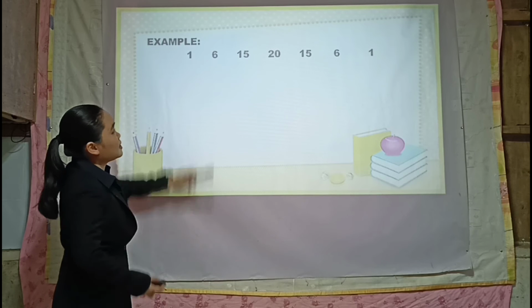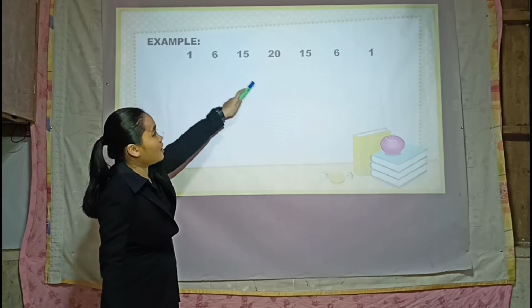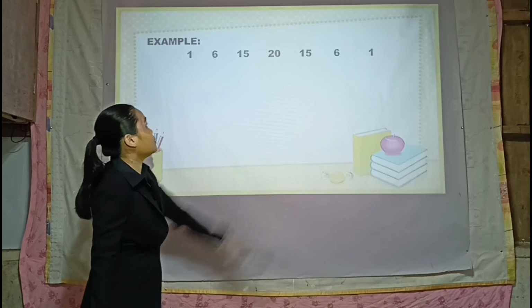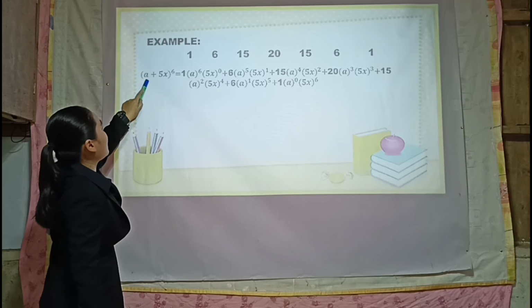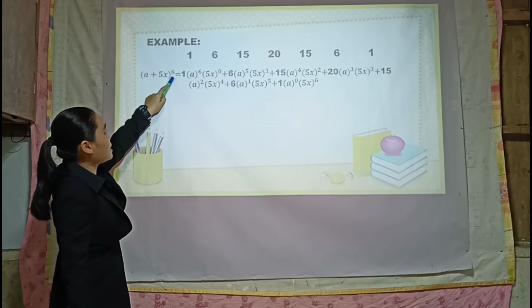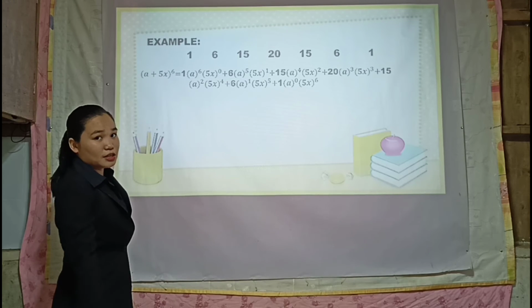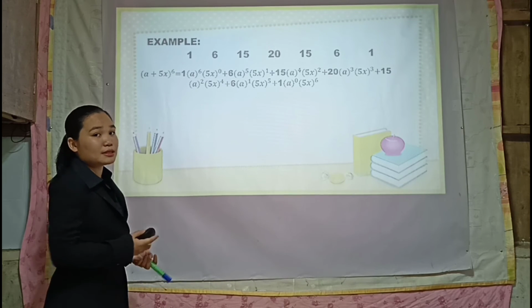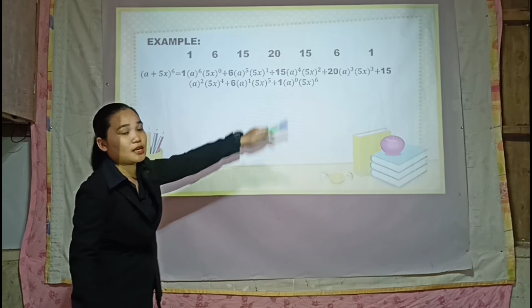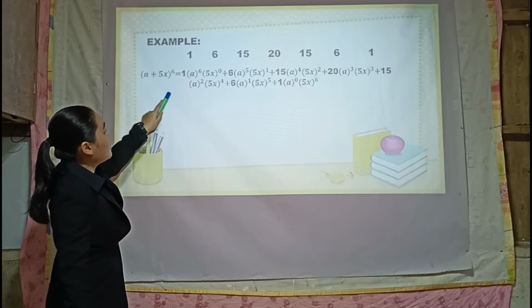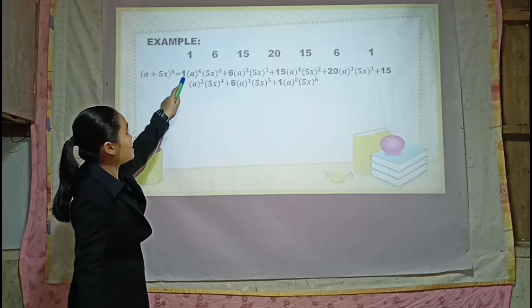We have 7 coefficients. 1, 6, 15, 20, 15, 6, and 1. For this given expression, we have a plus 5x raised to 6. So, since our n is 6, there are 7 terms. And for those 7 terms, the coefficients are 1, 6, 15, 20, 15, 6, and 1. So, first, let's distribute the a and b in the coefficients.